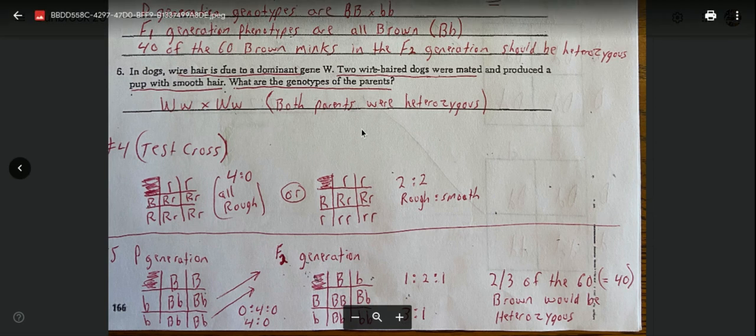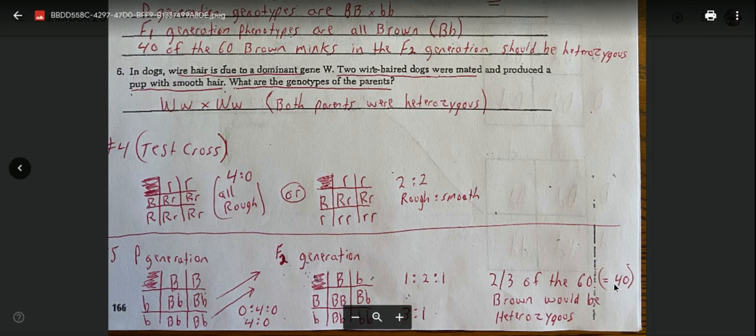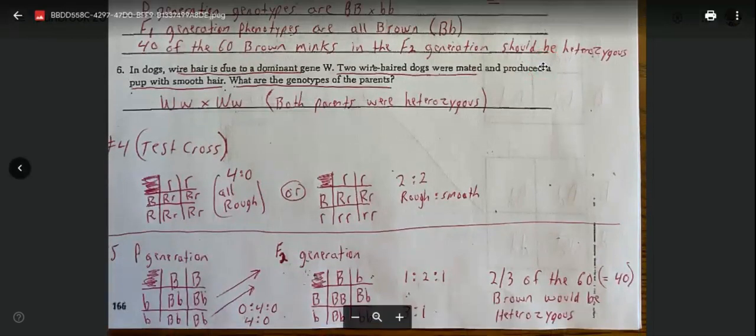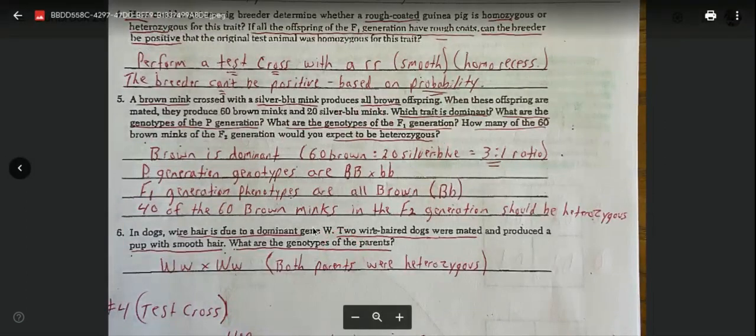Finally, 40 out of 60, that's 2 out of 3. 2 out of 3 of the brown minks in the F2 generation were heterozygous. How did I figure that out? Well, 2/3 of the 60 equals 40. Remember, we said 2/3 of the 60 that were born, which is what they give you in the information up here. They talk about the 60 and the 20 up here, okay? 2/3 of 60 equals 40. That's a tough question.